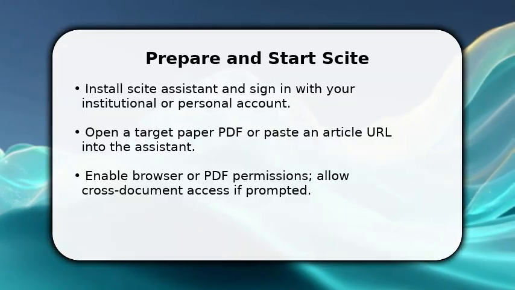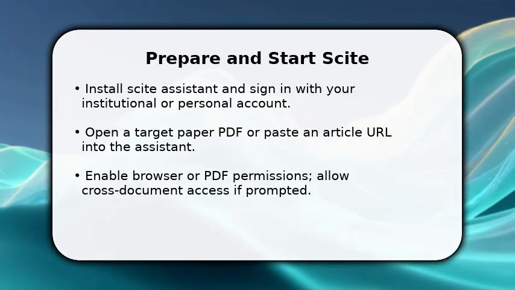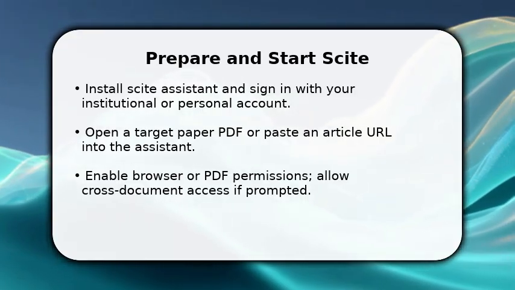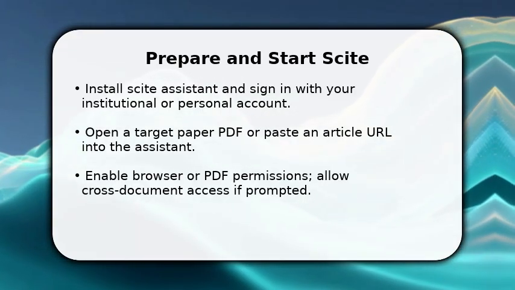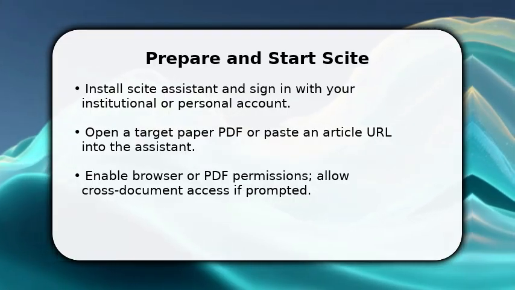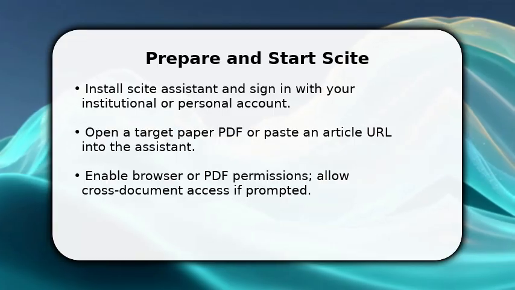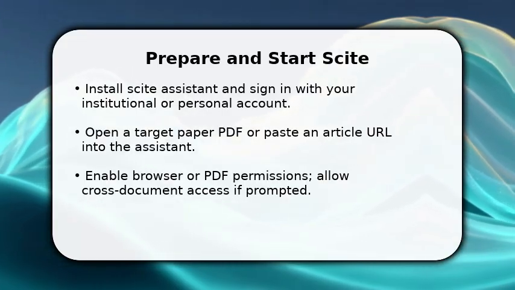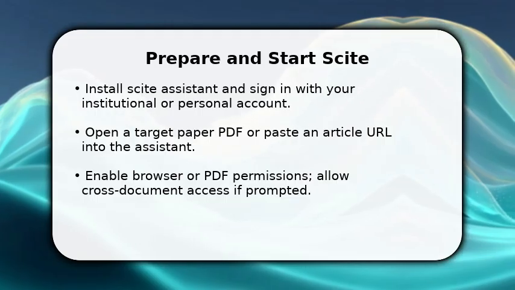You begin by getting Scite ready and opening the evidence you want to analyze. First, confirm your account and necessary permissions so Scite can access PDFs or web pages. Next, load the paper directly or paste the URL. This immediately creates a working session.